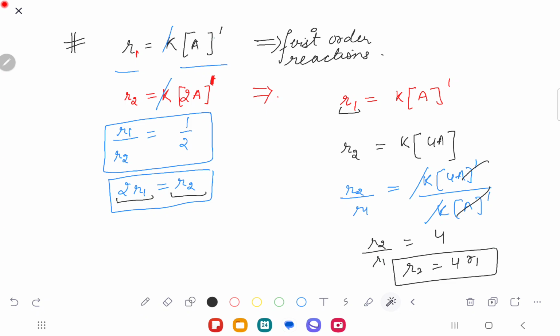So in first order reactions, if you double the concentration, the rate shall also be doubled. If you make the concentration 3 times, the rate shall also be 3 times. If you make the concentration 5 times, the rate shall also be 5 times, and so on. You understand? Yes, ma'am. All right. This is the first thing. The equation that you will be using to solve first order is Kt equals 2.303 log of A naught over A naught minus x.